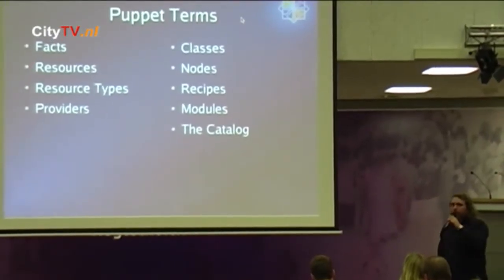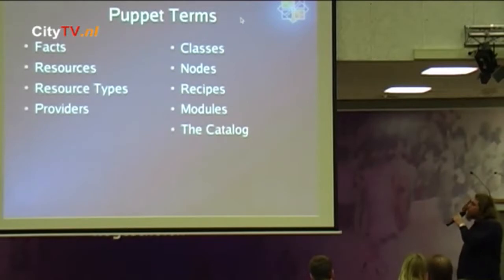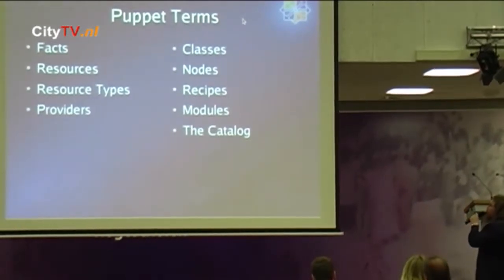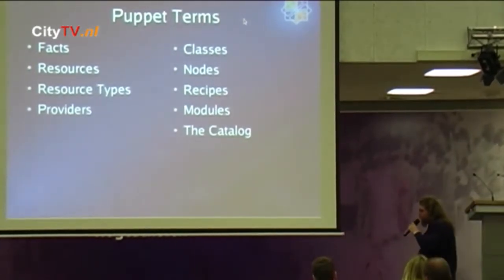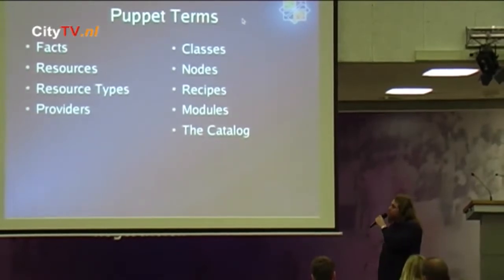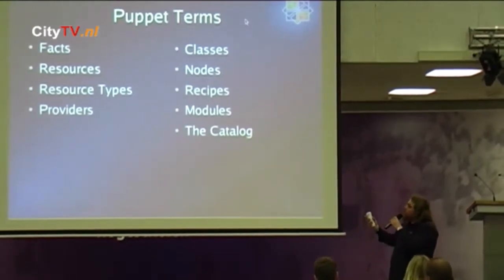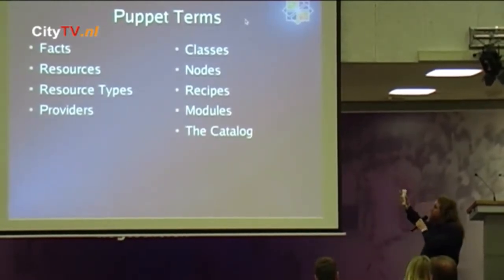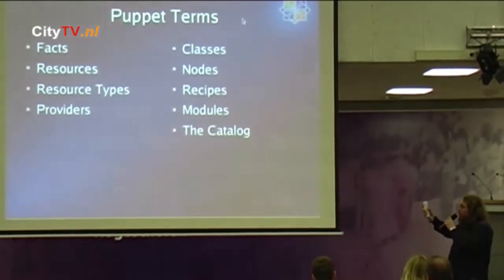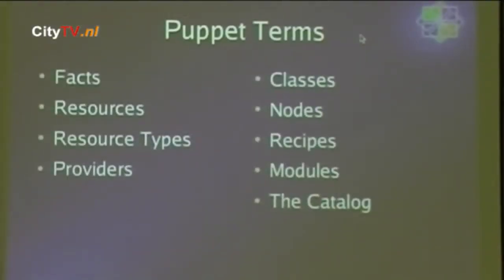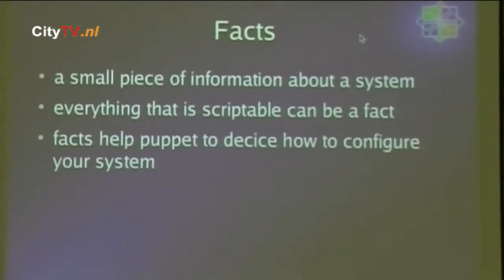So getting a bit deeper into Puppet, we start with the terms. We have facts, resources, resource types, providers, classes, nodes, recipes, modules, and the catalog. Getting into detail, for configuration management, it's important to know what you're configuring. So you need information about the system that you configure.